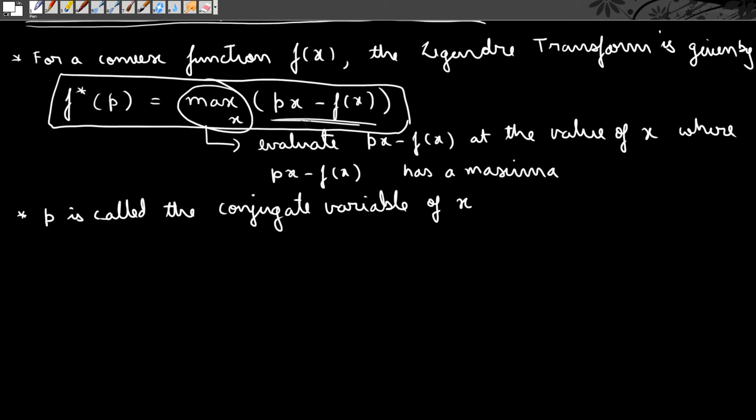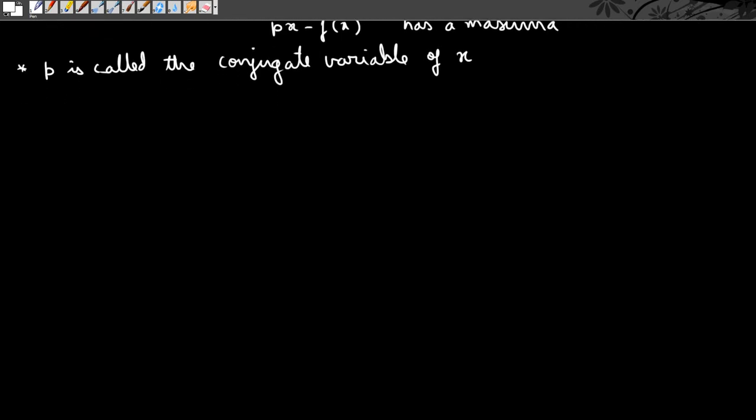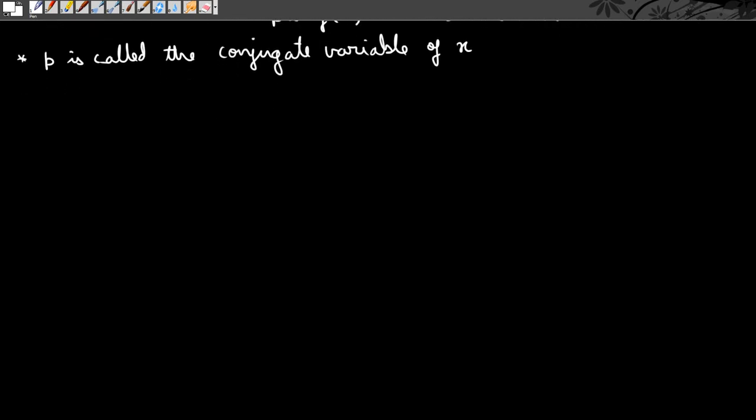So when you perform a Legendre transform, you get a function of some variable p, which is called the conjugate variable of x. This is basically the slopes of the tangents to which f of x is the envelope. All right, good. So now I'm going to discuss two of the important properties of the Legendre transform, especially for a strictly convex function.